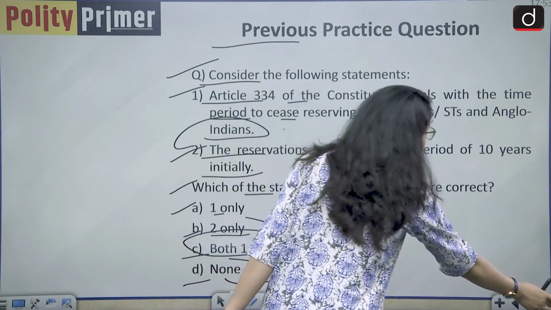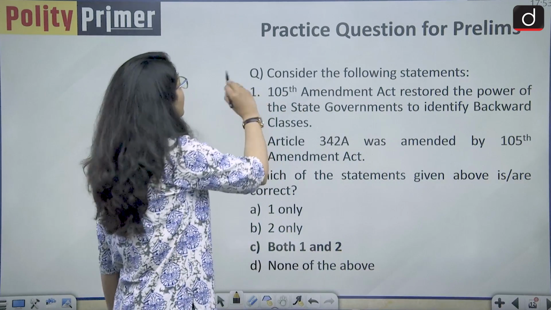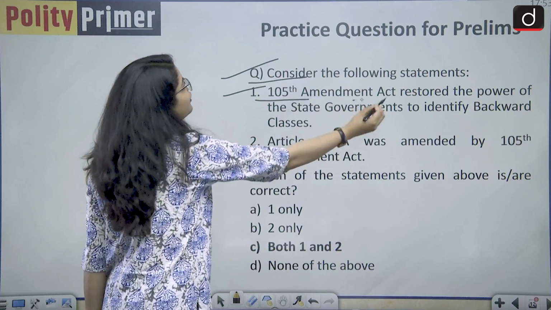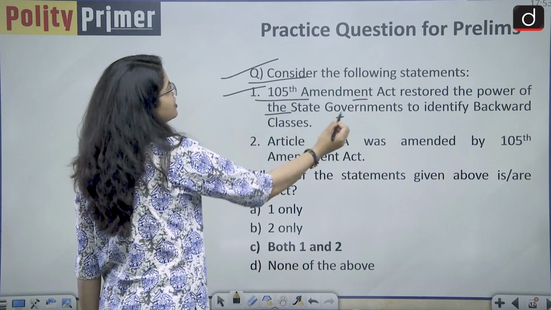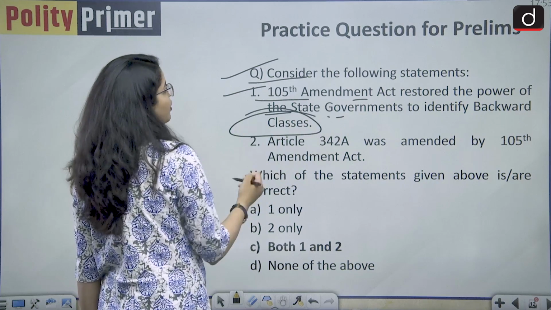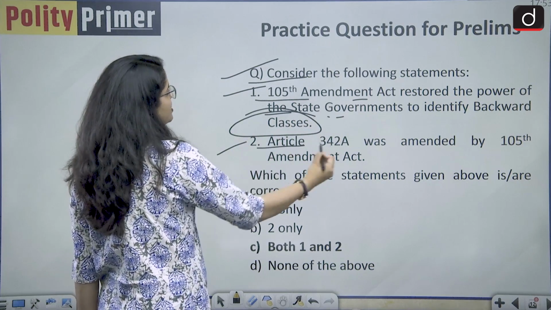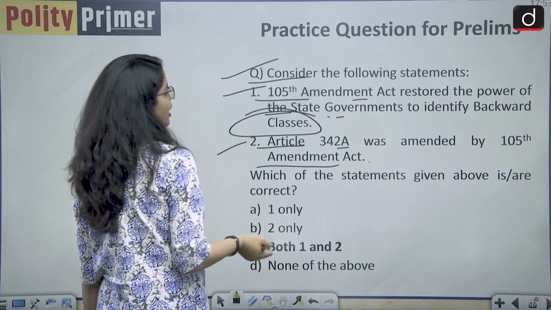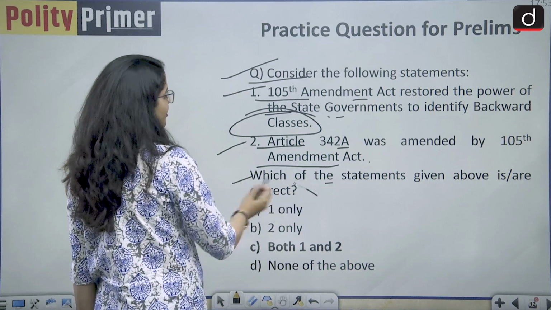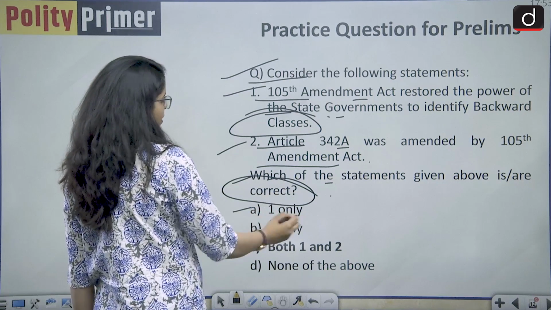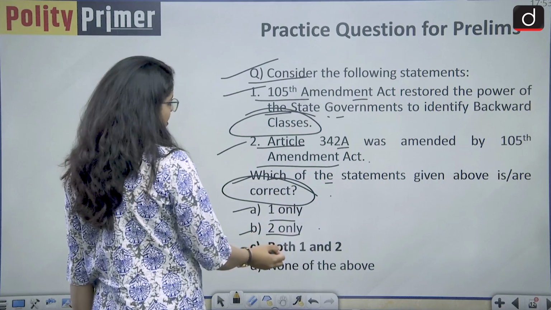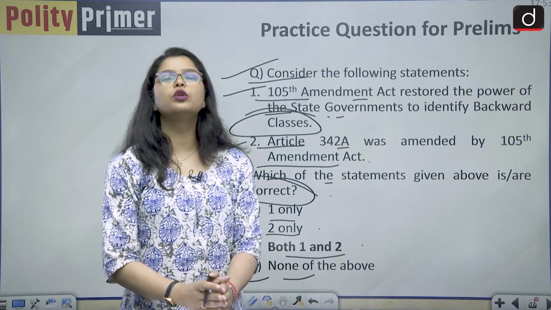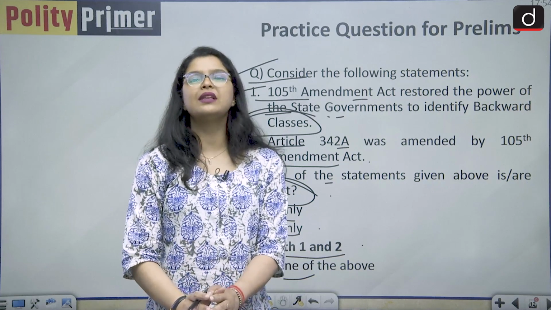Now let us discuss some of the important questions from our today's session. So the question is, consider the following statements. Your statement number 1 is, 105th Amendment Act restored the power of the state governments to identify backward classes. Your statement number 2 is Article 342A was amended by the 105th Amendment Act. So which of these statements given above are correct? Your option A is 1 only, your option B is 2 only, your option C is both 1 and 2, and option D is none of the above. So your correct answer is going to be option C. Both of these statements are correct.